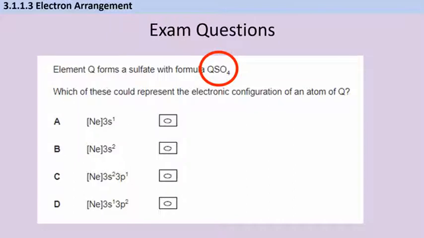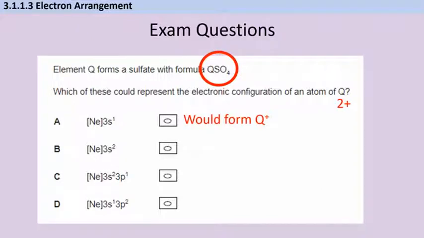Now this is a slightly different question, but it requires you to be aware of the same skills. So we've got an element that forms a sulfate with the formula QSO4. Hopefully from GCSE you're aware that an SO4 compound ion has a charge of 2-, and therefore whatever is forming an overall compound with it must have a charge of 2+. So we're looking at these different electron configurations and we're looking for something that could form a 2+ ion. In each instance they've used the noble gas configuration, they've put neon in there, so we're just looking at our 3s and our 3p subshells.